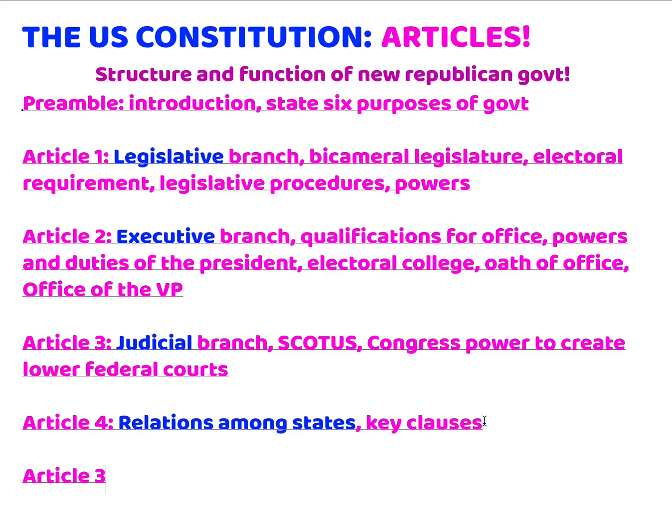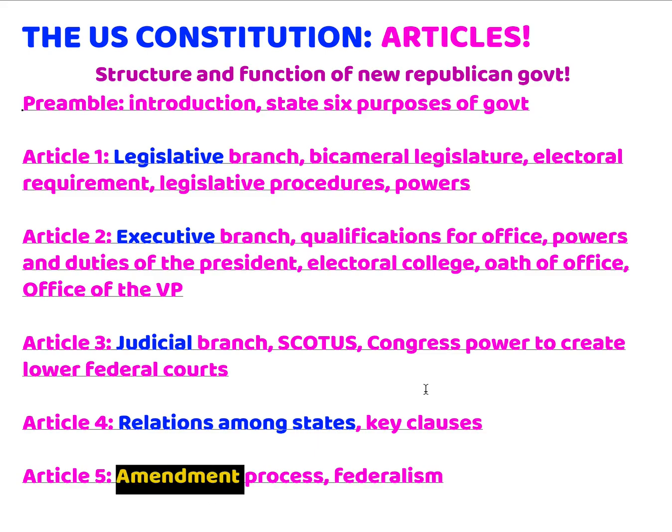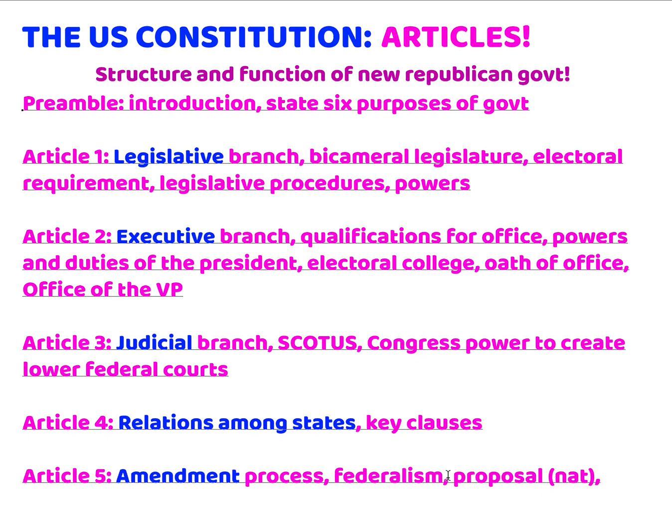And Article 5 is about the amendment process. And this is going to show federalism. If you don't remember federalism, that is the separation of power between the states and the national government. And it's going to talk about how the United States Constitution might be changed through proposal, and that's going to be at the national level, and ratification, which is going to be at the state level. So the amendment process is very important as well. So that's all laid out in Article 5.